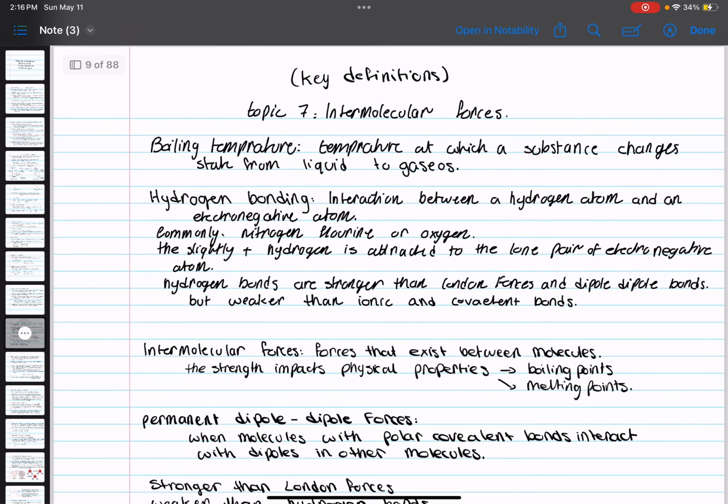And then topic 7, we have boiling temperature, which is the temperature at which a substance changes state from liquid to gas. We have hydrogen bonding, which is the interaction between a hydrogen atom and an electronegative atom: nitrogen, fluorine, or oxygen bonding with the H. The slightly positive hydrogen is attracted to the lone pair on the electronegative atom, and hydrogen bonds are stronger than other intermolecular forces such as London forces or dipole-dipole forces, but weaker than ionic and covalent bonds.